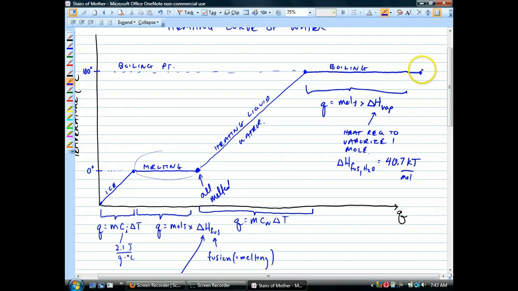Once it's vaporized, then we're going to go back up like this, and I think it's actually a steeper slope than the ice even. Whoops, looks like a curve. That looks like a curve. How come I can't draw a line? This is weird.